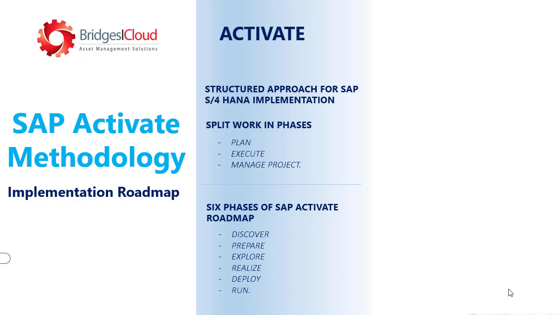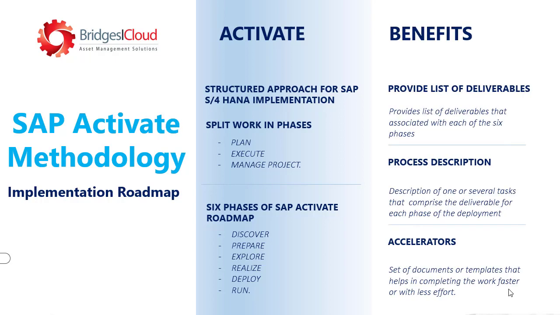The aim of SAP Activate Methodology Implementation Roadmap is to, among other things, provide implementation project teams with a recommended list of deliverables in each of the phases, and this is the what of the project. It also provides a process description in the form of tasks, and this is the how. And then accelerators such as templates, examples, guides, web links, and all these are presented in a user-friendly format.